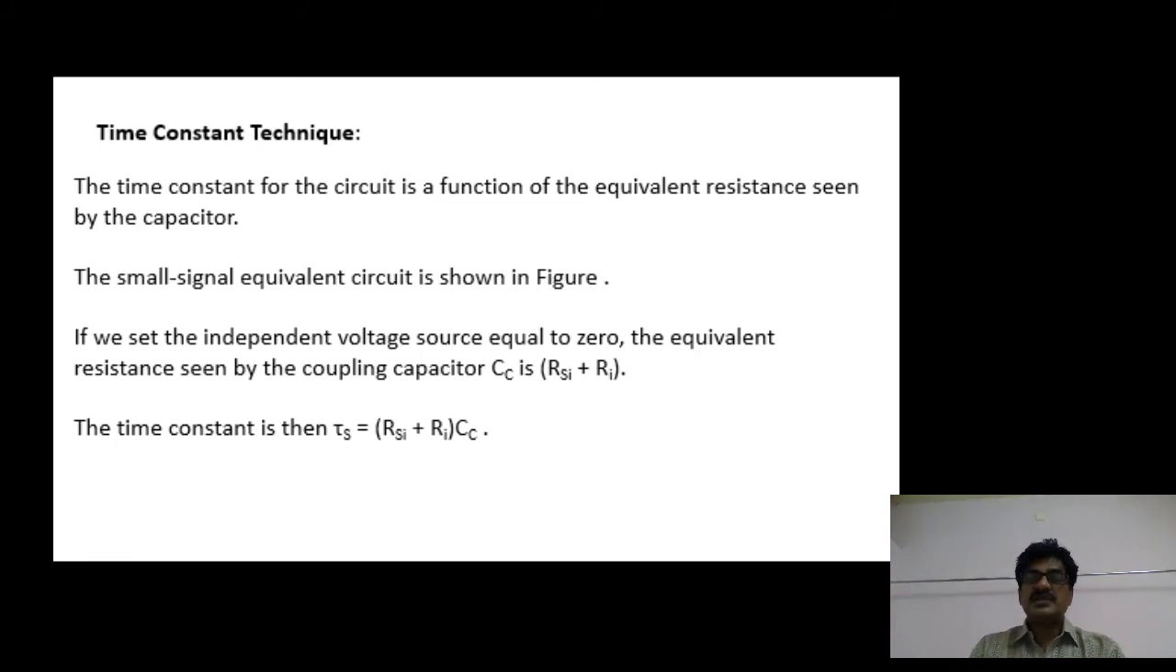But here the assumption is all the independent voltage sources must be equal to 0, and hence they are treated as short circuit. Now the equivalent resistance looking through the coupling capacitor CC is RSI plus RI. Therefore the time constant you can define as (RSI plus RI) times CC. So the time constant value is the same in both the time constant analysis and the current-voltage analysis, right?